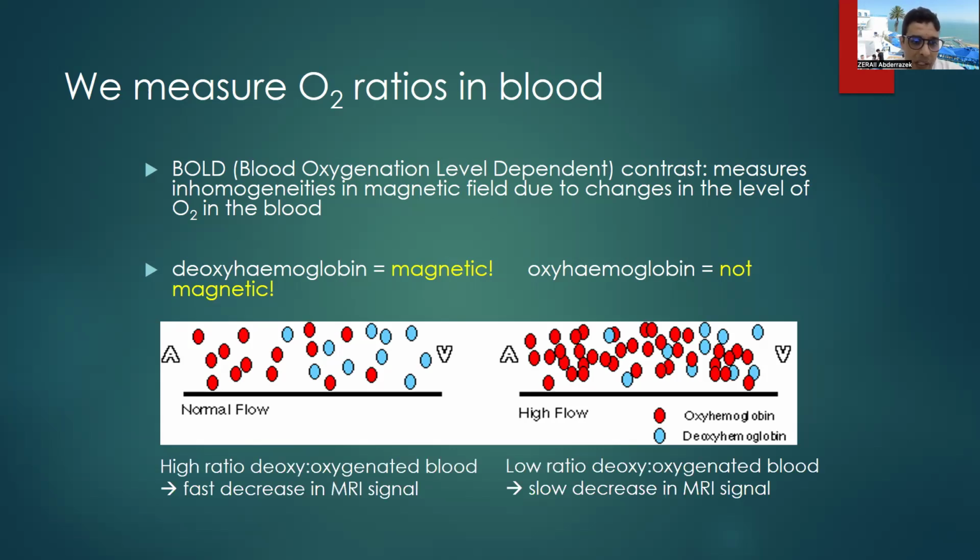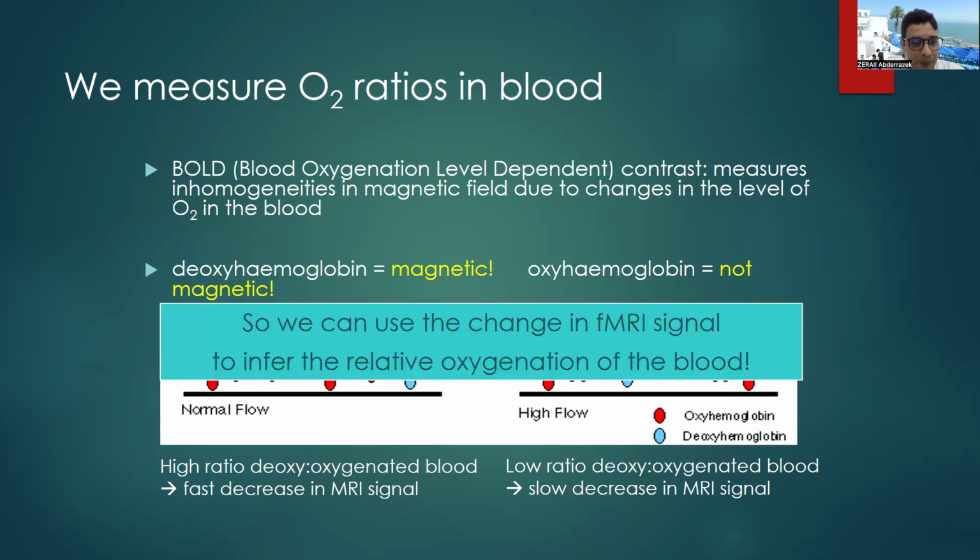Here, in the normal flow, there is a high ratio of deoxyhemoglobin, which is deoxygenated blood, that gives us a fast decrease in MR signal. And here the oxygenated blood has a low ratio of deoxyhemoglobin. You see here the red balls, a little bit in terms of quantity, so they give us a slow decrease in MR signal. So we can use the change in functional MRI signal to infer the relative oxygenation of the blood.